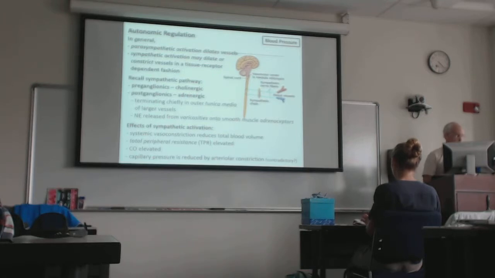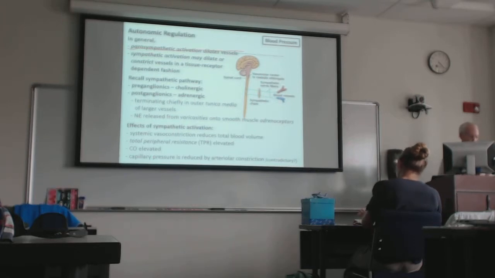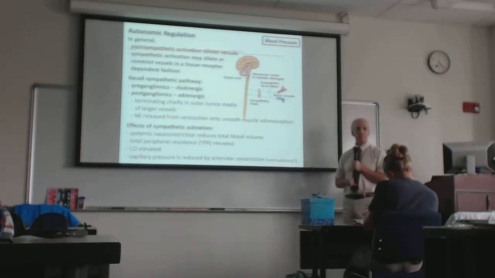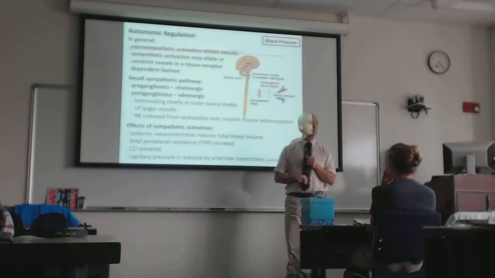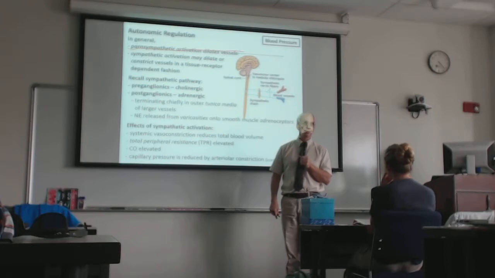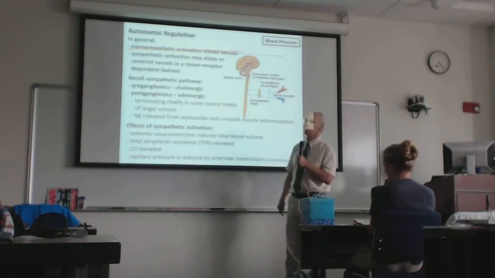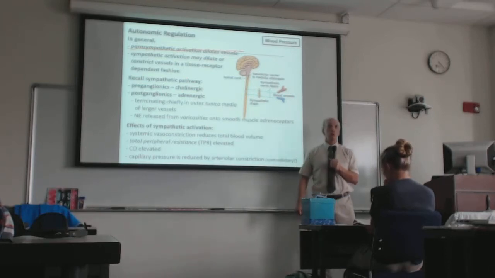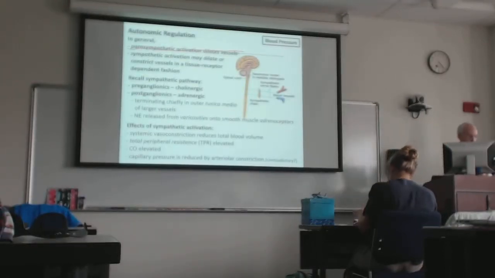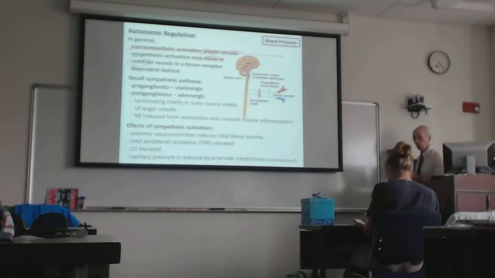So you already know all about autonomic regulation. I'm not sure I'm too happy with that. Why did I draw a line through parasympathetic activation dilates vessels? Yeah, only in a few tissues. Even in the lungs, it's not very important. Mostly glands, some other tissues. So remember, most vasomotor regulation is sympathetic. And sympathetic activation can either dilate or constrict vessels in a tissue-dependent fashion.